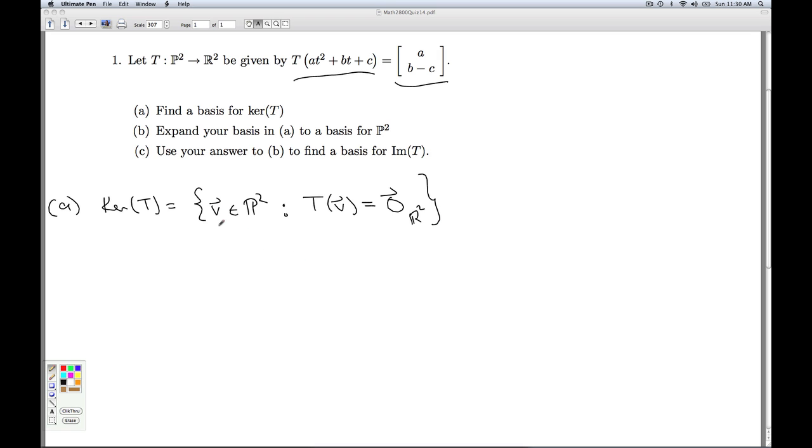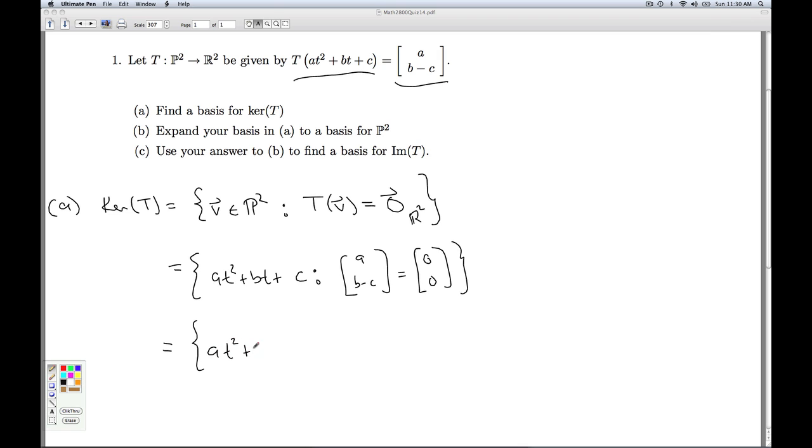Okay, so what does that mean? Well, to be a vector in P2, that means that you're at squared plus bt plus c, so that T of v, which is a over b minus c, is the 0 vector in R2, which is 0, 0. Okay, so really that's what we're looking for, the polynomials where this is true. So this is going to be all at squared plus bt plus c, where, well, a clearly has to be 0, and then b minus c has to be 0, or in other words, b equals c.